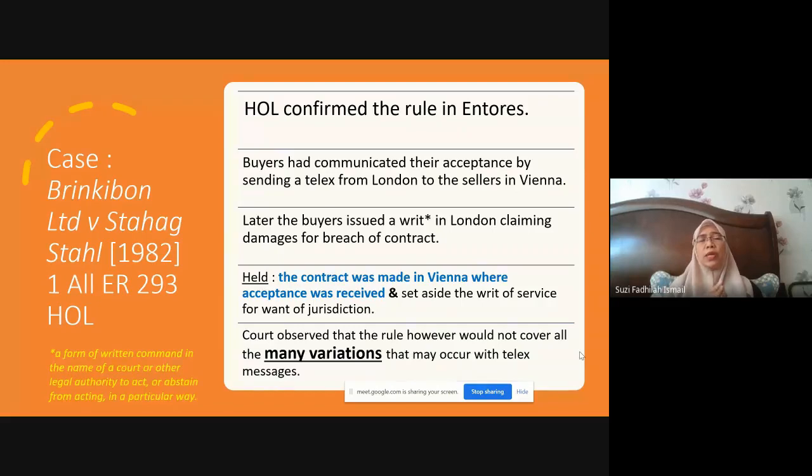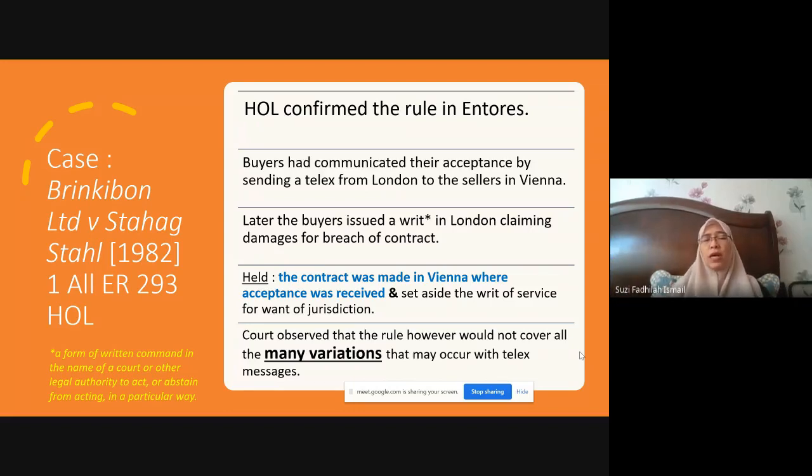The court observed that the rule that acceptance is made when and where it was received will not cover all the many variations that may occur, especially if the parties were using telex. Some of the variations the court highlighted: what if the message was sent out of office hours? What if the message was sent but no one was in the office? What if the message was sent and then there was some problem and it cannot be received properly? Some words are missing, for example. So many variations here. So we can't really apply the rule strictly in all situations.